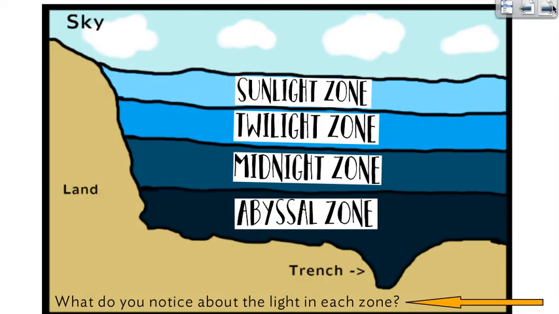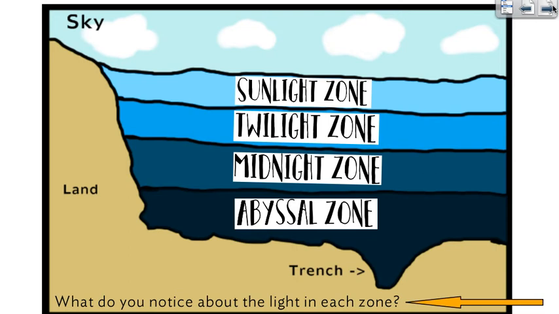Throughout your research, you have done some research on the sunlight, twilight, and midnight zones. The next one, the bottom one, might look unfamiliar. It's called the abyssal zone. But the abyssal zone is technically a part of the midnight zone. It's not really its own separate thing. So abyssal and midnight, I want you to group together.